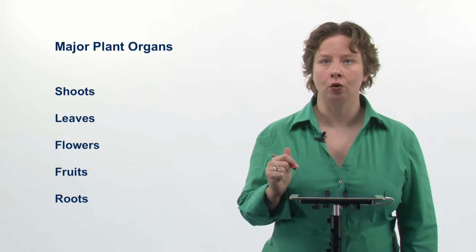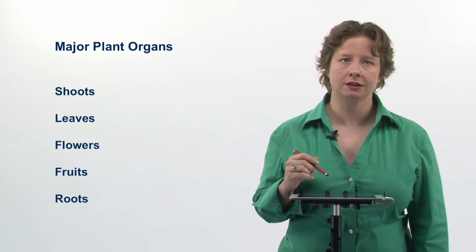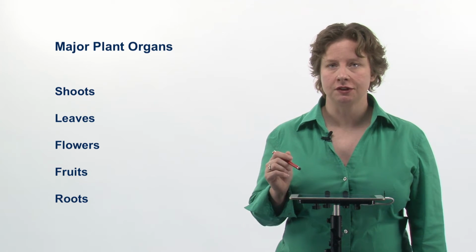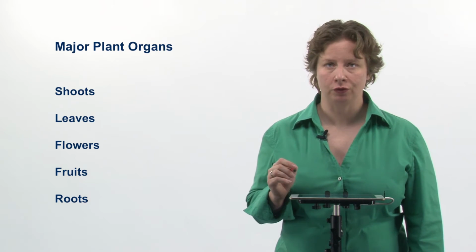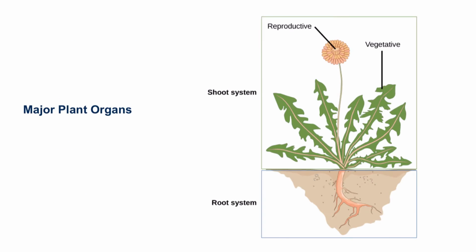Let's talk about plant organs. A plant's major organs include shoots, leaves, flowers, fruits, and roots. We'll talk about each of these in turn.